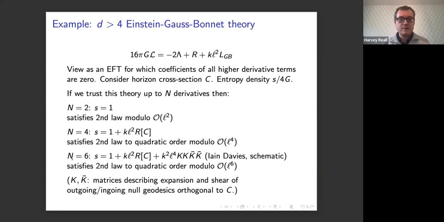There is an issue going beyond 6 derivatives, which I'll come back to a bit later. Okay, so if there are any more questions, this will be a good point to ask them, because I'm about to give you a little bit more of the technical details in what we do.